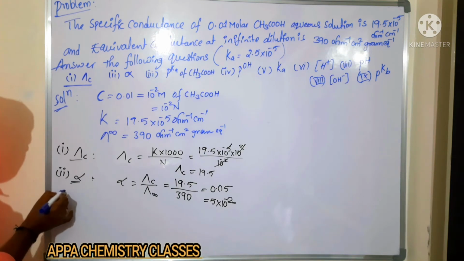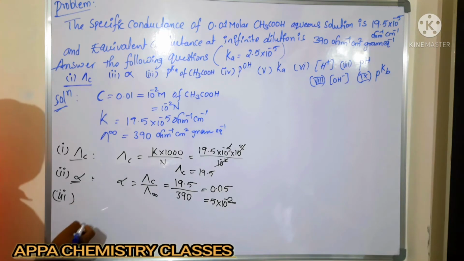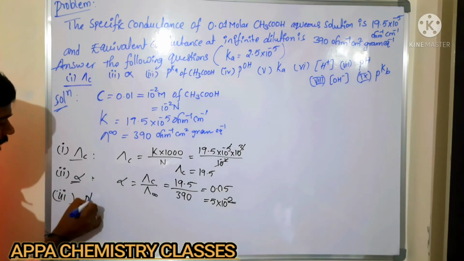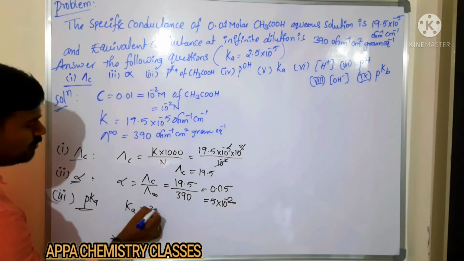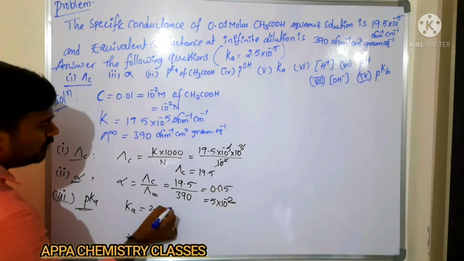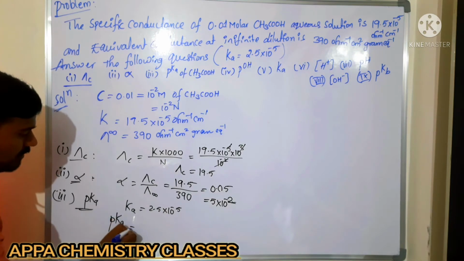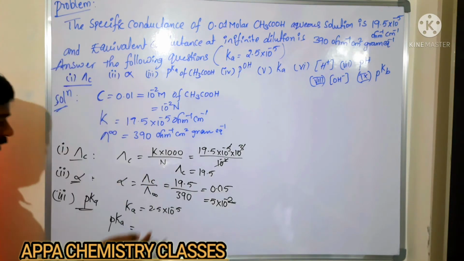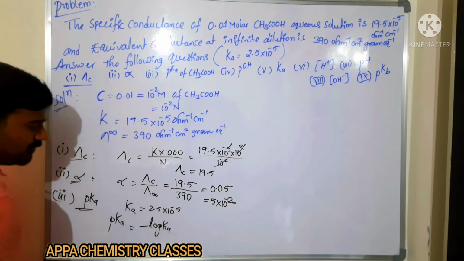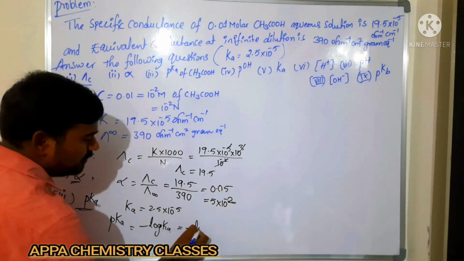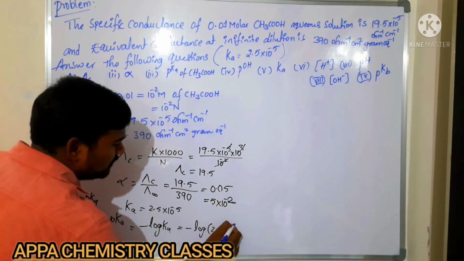Now the third one, that is pKa, they are asking. So we have to calculate pKa. They have given that Ka is 2.5 into 10 power minus 5. What is the formula of pKa? This all is from chemical equilibrium. pKa is minus log of Ka. So here, minus log of 2.5 into 10 power minus 5.